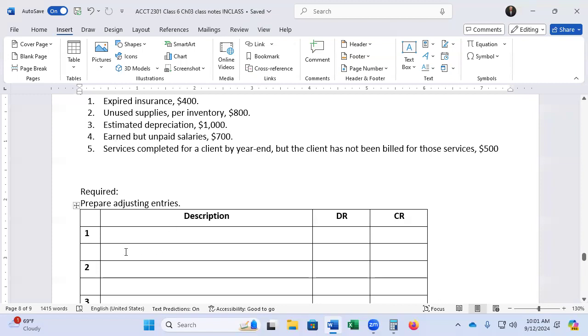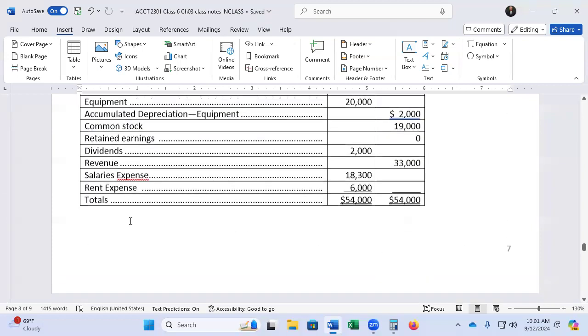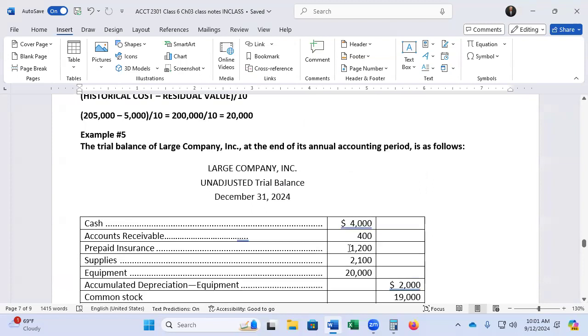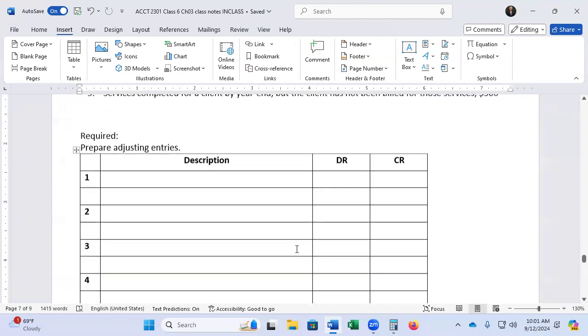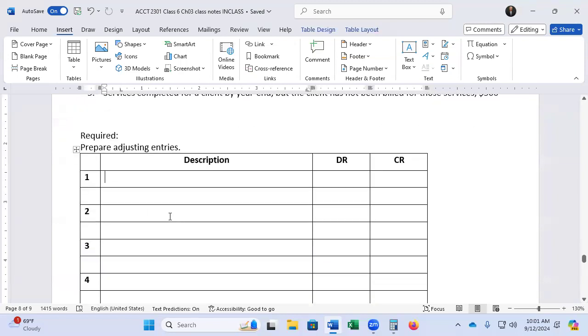So expired insurance 400. So we look and we see that on our unadjusted trial balance, we have prepaid insurance of 1,200. So 400 of that expired. So we're going to report insurance expense of 400, and we're going to reduce our prepaid insurance by 400.